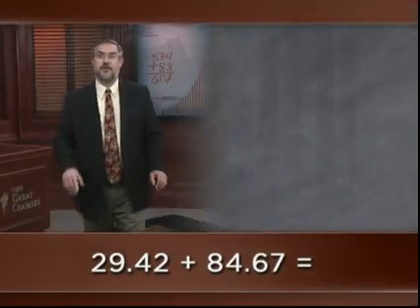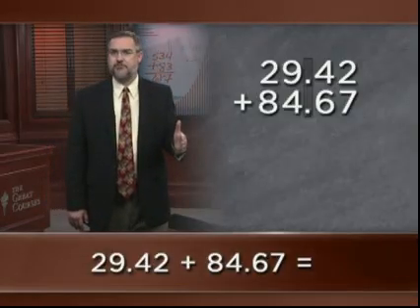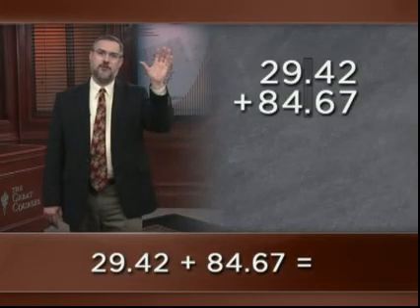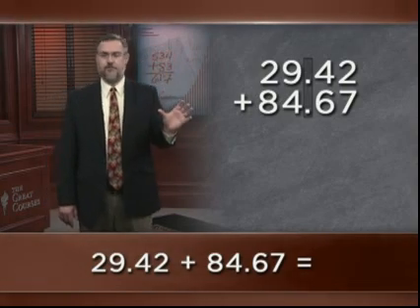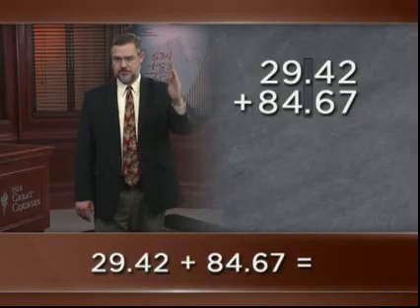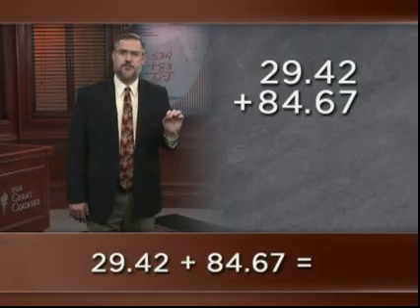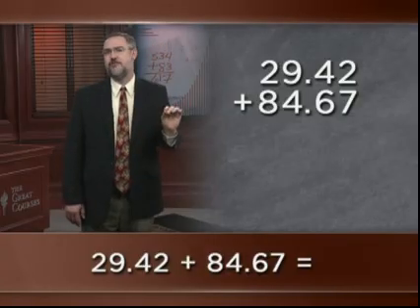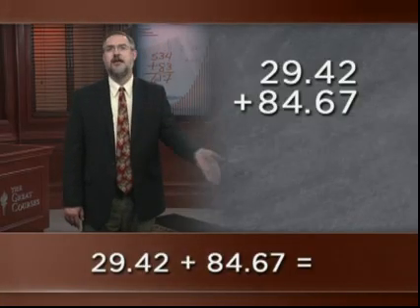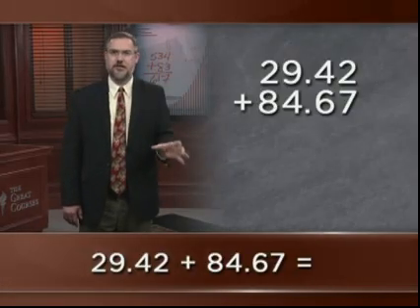Well, we're going to begin as before by writing the problem in a vertical fashion, and we're going to line up those decimal points. So I'm going to have my 29.42 plus 84.67 lined up nice and vertically. Notice the decimal points are lining up. And of course, the 4 and the 6 are going to be lined up. The 2 and the 7 are lined up to the right of the decimal point. And then the 9 and the 4 and the 2 and the 8 are going to be lined up as well. So everything is nice.